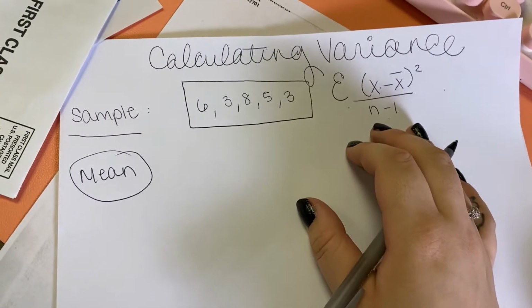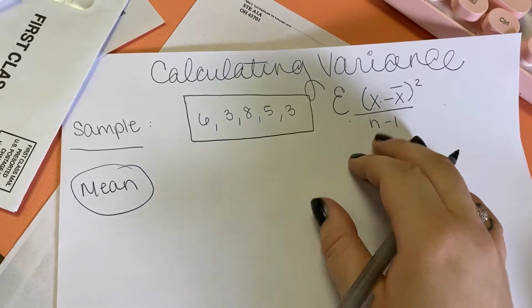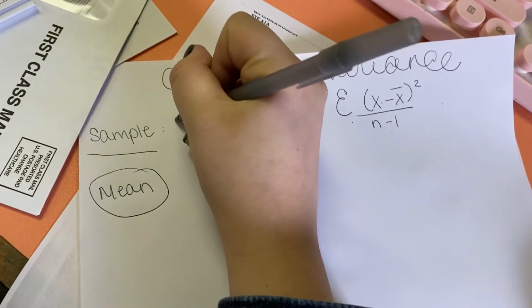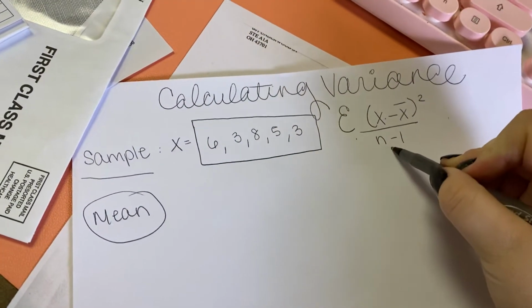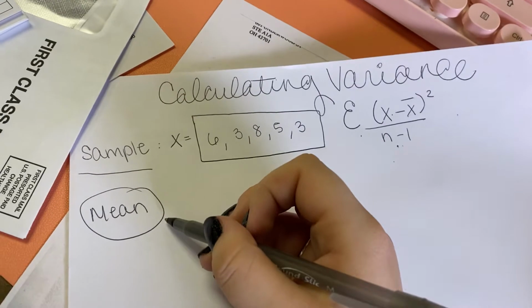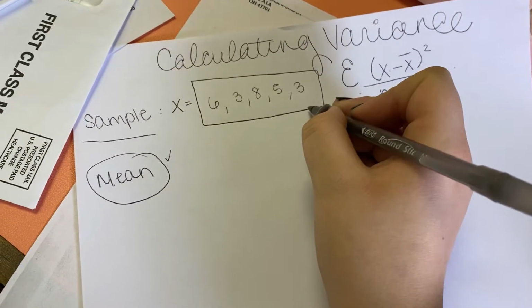Hello, in today's video I'm going to be talking about how to calculate variance. So here's our sample of x values, and here's our formula. The first thing we're going to do is find the mean of these numbers.